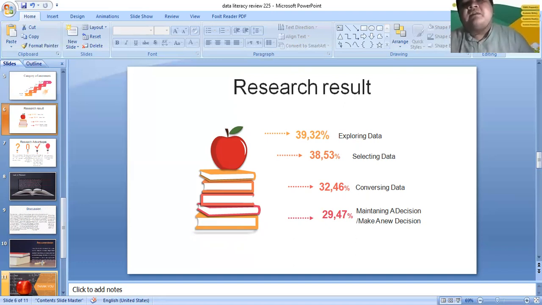So it means, as a conclusion on average, the participants had poor data literacy ability.